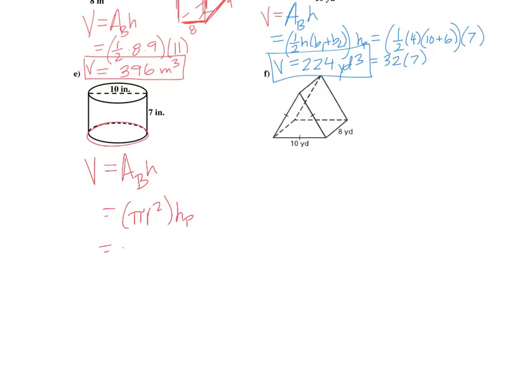All right, so we have pi. What is r? R is 5. And then times the height, 7. So 25 times 7 is 175. Pi, we'll just keep it in terms of pi. So 175 pi inches cubed.